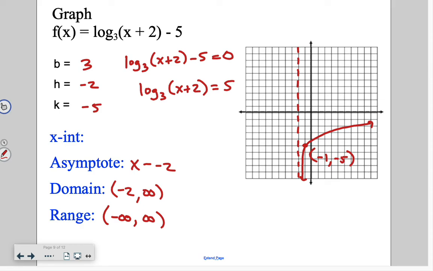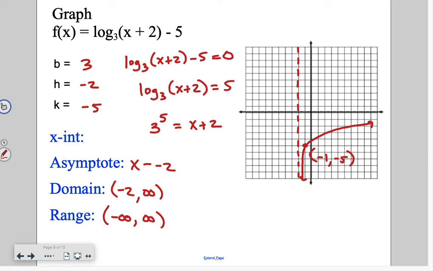Once the log is by itself, we need to now use our definition of logarithms. We need to change this to exponential form. You always start in the same spot: base. 3 raised to what power? Our log always equals the power. 3 to the 5th equals whatever's in the argument. Always comes back to the argument, x plus 2.